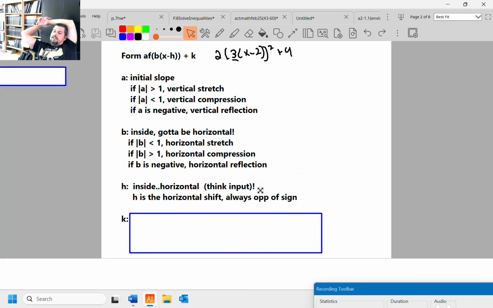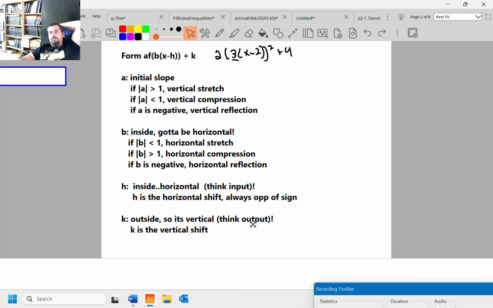Alright, H is inside. It's the horizontal stuff, and it's with X. That's why it says think input, because X is input. And H is the horizontal shift. It's always opposite the sign. K is outside, so think output, which means it affects Y. It's the up and down stuff. It's the vertical shift. And there's your notes on that.